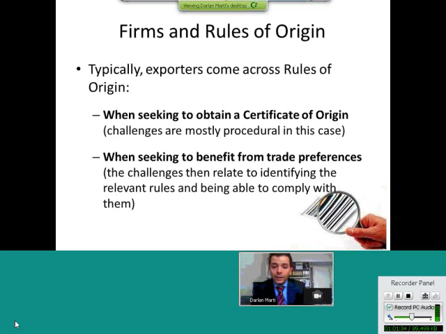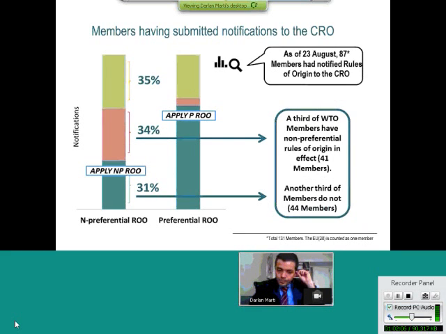Now, these two challenges are quite common, and there's no surprise that in business surveys, rules of origin and certificates always come as the number one or number two most common barrier that firms face when they try to export. And that is also true in the Caribbean region where these surveys have been conducted.